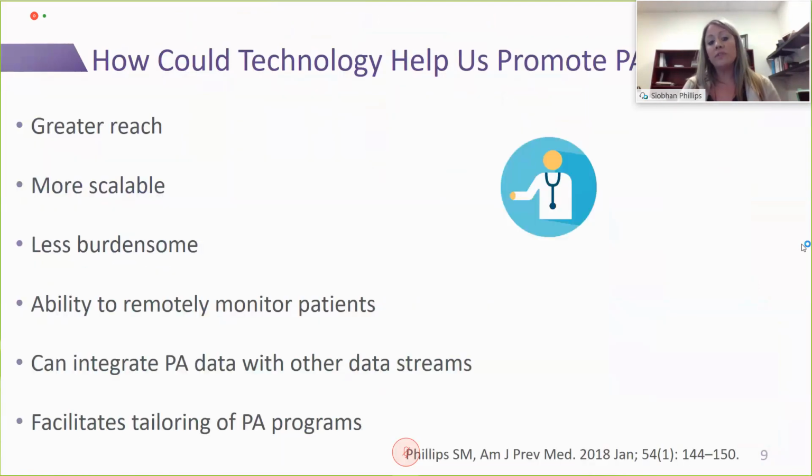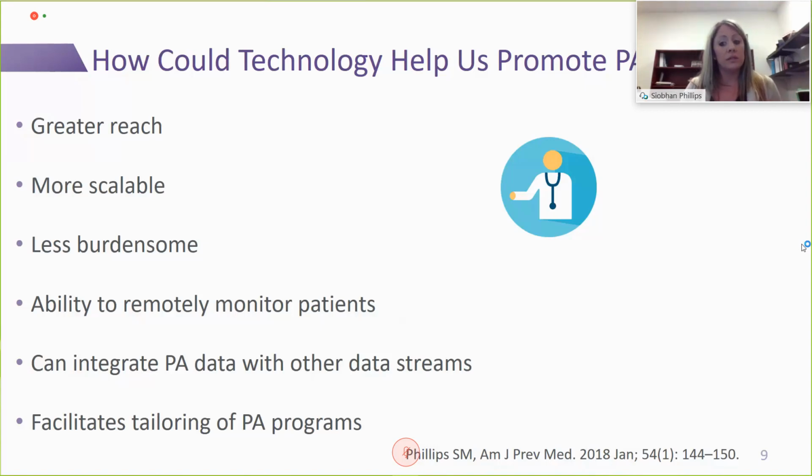And so in terms of thinking about how these tools could help us promote physical activity, tech-supported interventions generally have a greater reach and are more scalable than traditional face-to-face interventions because they require fewer resources and are generally less burdensome on participants. They don't have to come to a facility to exercise with us. They can do it in the comfort of their own home or neighborhood.